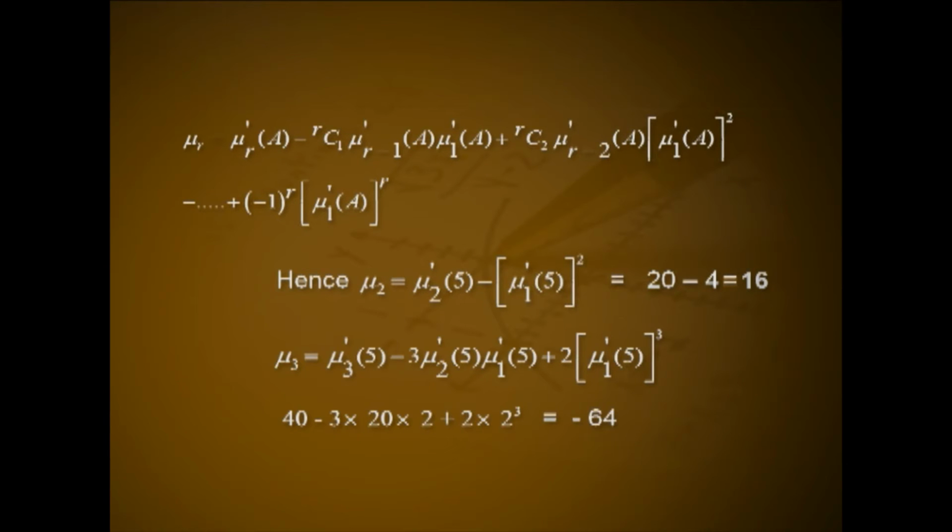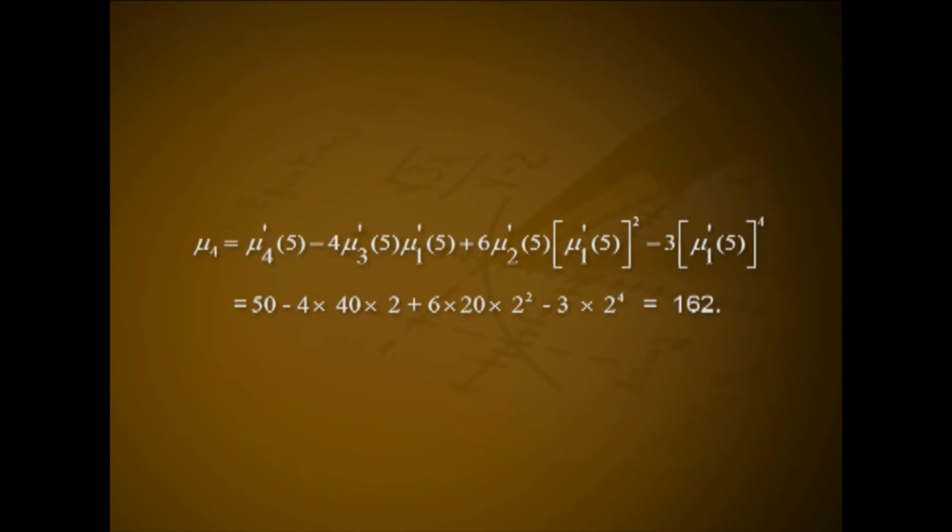Mu 3 equal to mu 3 dash about 5 minus 3 mu 2 dash about 5 into mu 1 dash about 5 plus 2 times mu 1 dash about 5 the whole cube. That is 40 minus 3 into 20 into 2 plus 2 into 2 cube. That is minus 64.